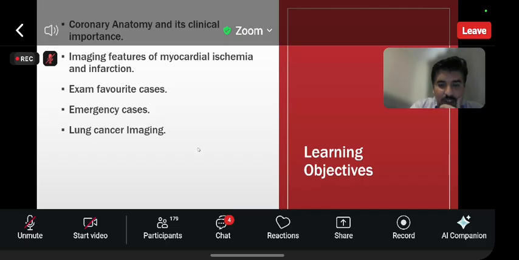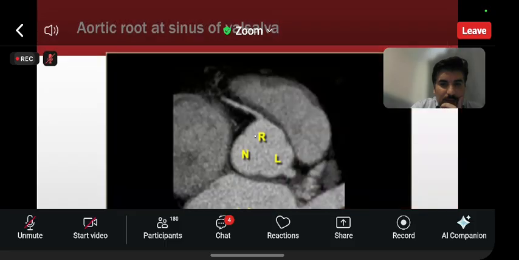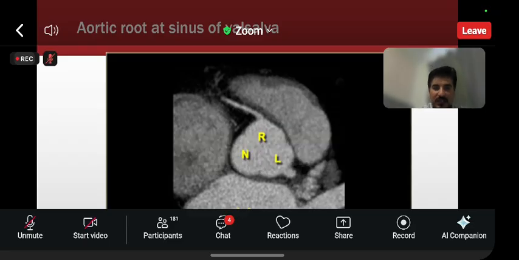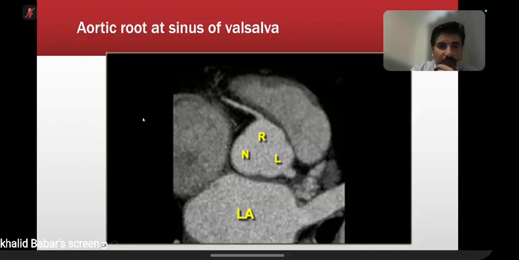So first we'll talk about coronary anatomy. This is a very important diagram in terms of coronary anatomy. In cardiac anatomy, levels are important, so cardiac anatomy is discussed in terms of levels. This is the image of the heart at the level of the aortic root. Here you can see 3 cusps or 3 sinuses.